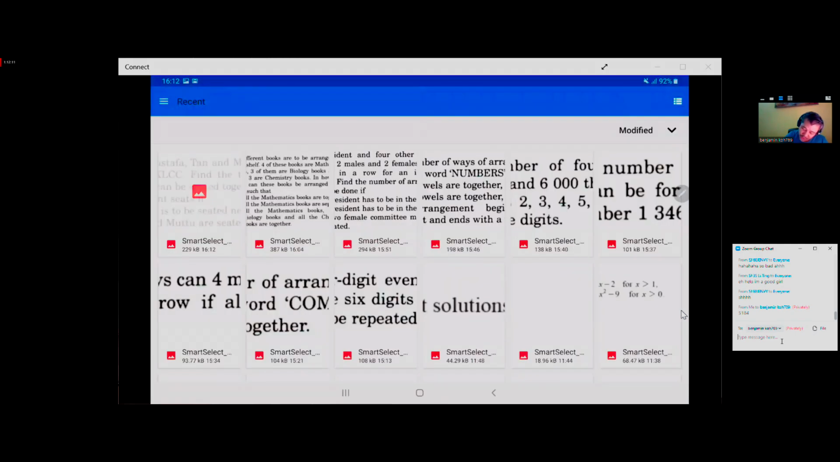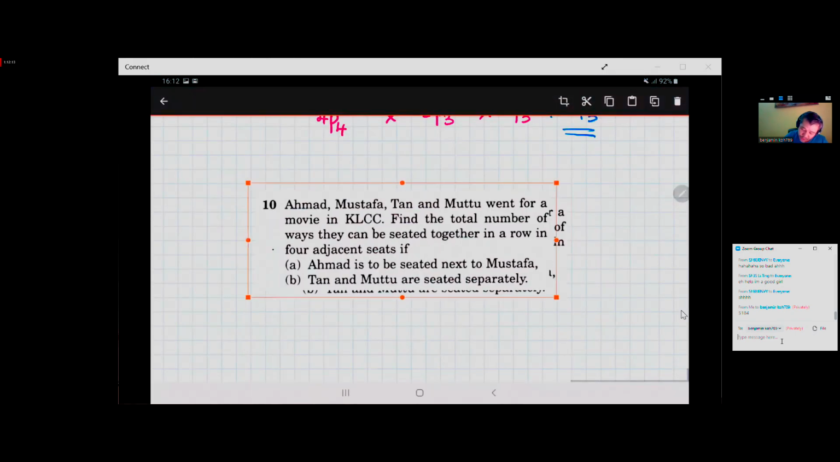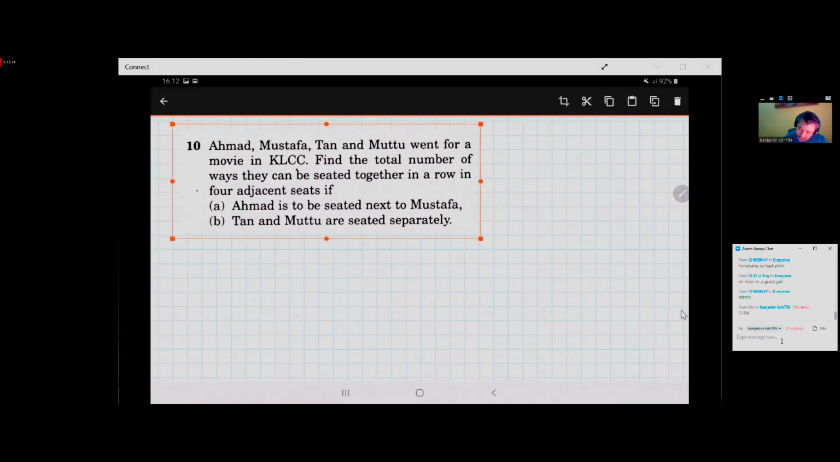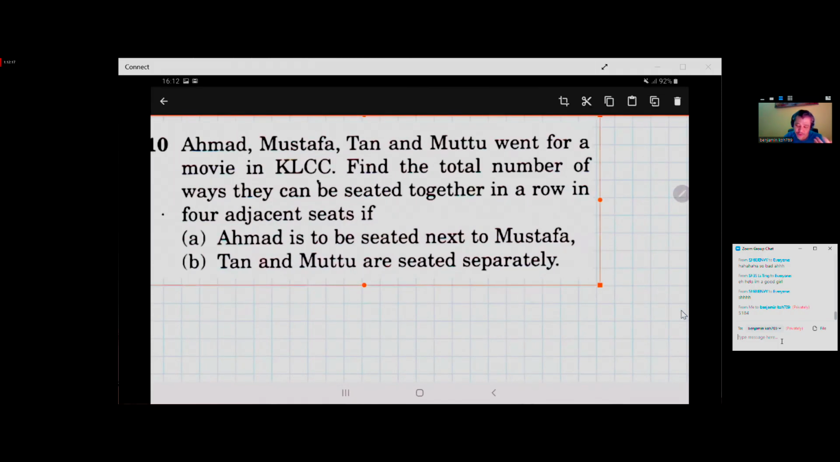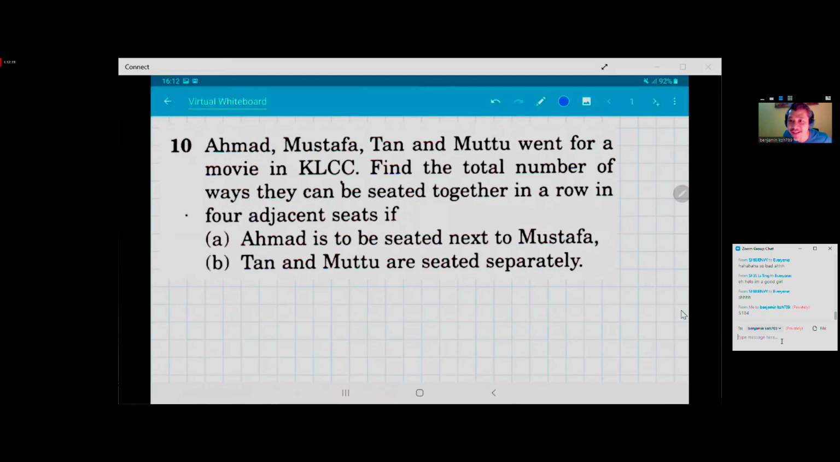Question number 10. Okay, I think this can be the last question for today. All right. Ahmad, Mustafa, Tan, Mutu. 4 guys.